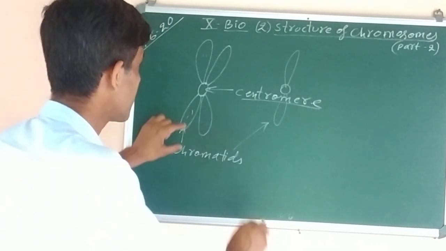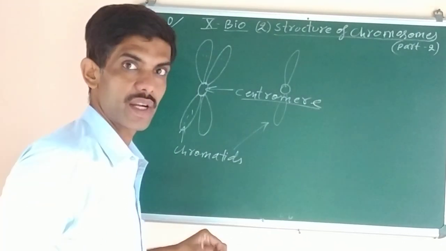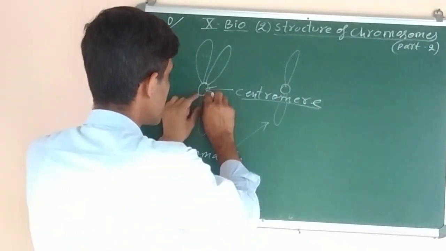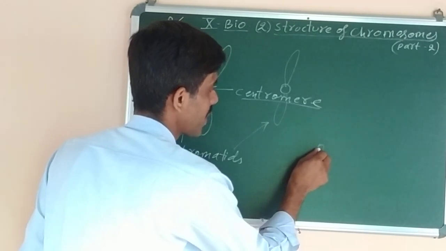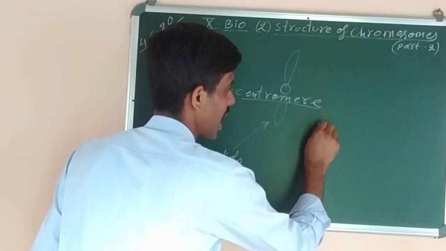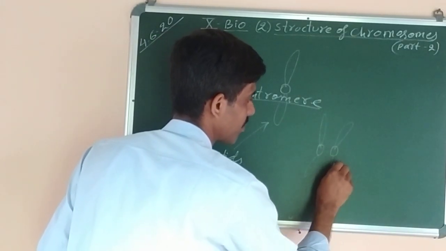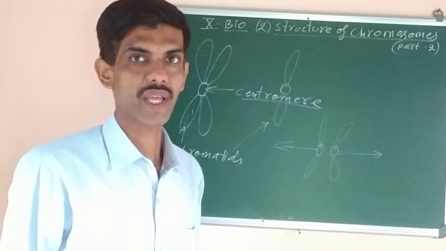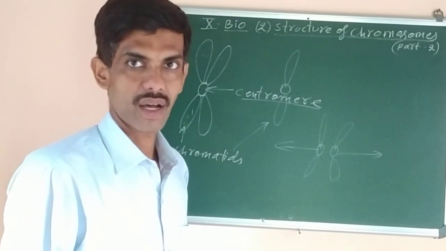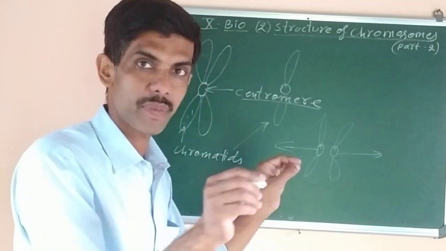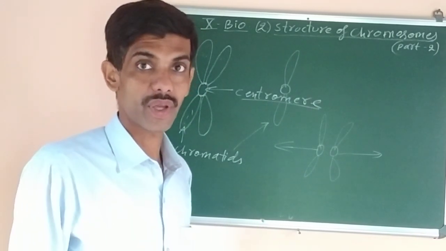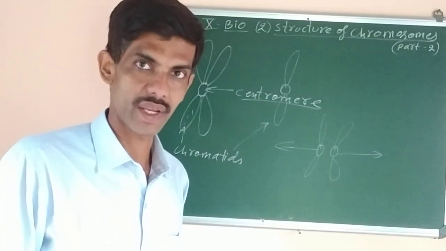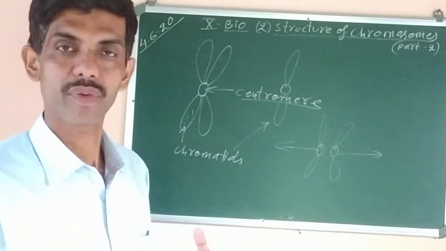At the time of cell division, these two chromatids will get separated during the anaphase stage of mitosis, as well as during meiosis. Even the centromere will divide. There is one centromere, now two centromeres will be there, and both will get separated and start moving towards opposite poles. Now they can be called daughter chromosomes, or daughter chromatids. So what is chromatid? It is a part of a chromosome.